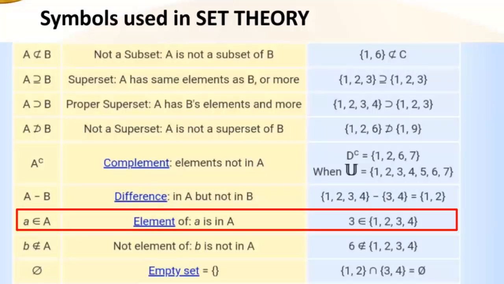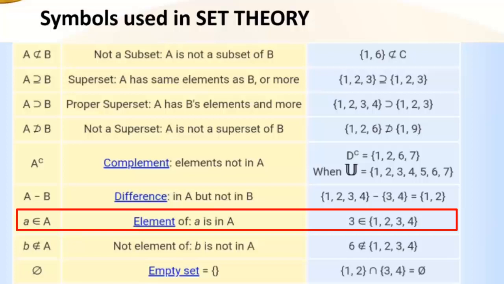So we move to the next one. Small letter a is an element of capital letter A. So it means a is a member of set A. Small letter a is a member of set A. Now, for example, as we have it under the example column, 3 is an element of what?